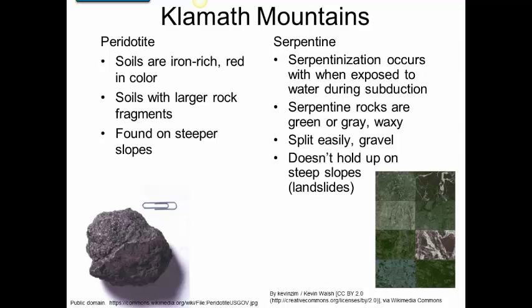Serpentine rocks are pretty brittle. They break easily. They don't hold up on steep slopes, so they're often associated with landslides on steep slopes. And serpentine is a metamorphosized form of peridotite, which explains why they're so similar in their mineral composition. So serpentinization occurs when peridotite is exposed to water during subduction.